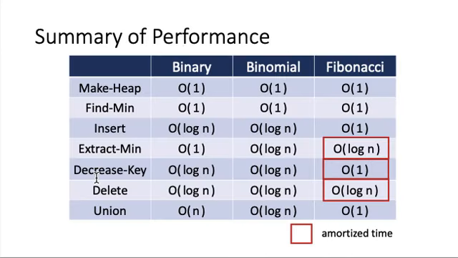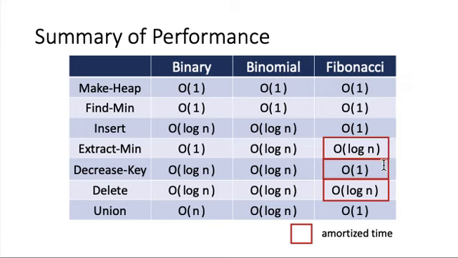So this is a summary of the performance of the operations. The entries without the red rectangle represent the worst case cost, and the red rectangle represents the amortized cost. We will see that for the binary heap, the union is bad; it is of order n. But for the binomial heap, mostly it is very good, all of order log n, and find min and make heap can be done in constant time. For the Fibonacci heap, we will see that these costs, including the union, are actually worst case: order 1, order 1, order 1, and order 1.